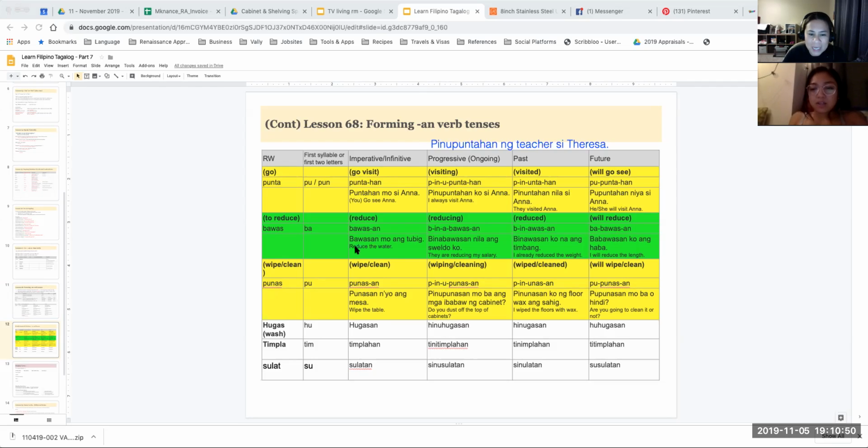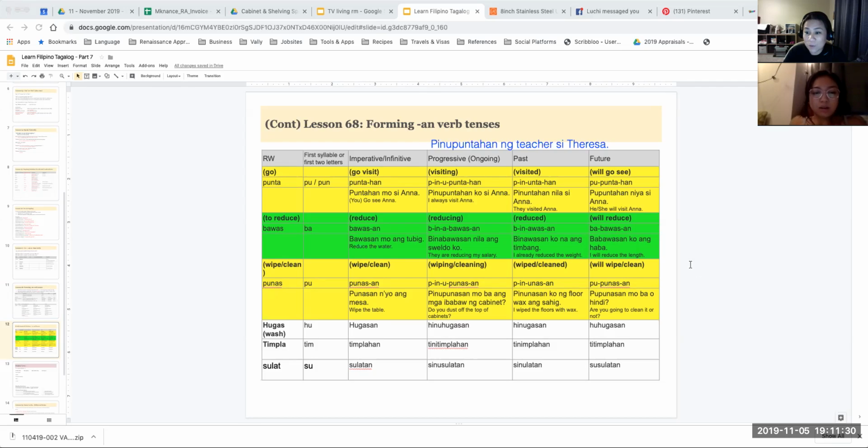Okay, so let's try the word bawas, to reduce. Let's start with bawasan and then you read the sentence. Bawas. Bawasan. Bawasan mo ang tubig. Binabawasan. Binabawasan nila ang sweldo ko. Okay. And then it's ko because I'm the sweldo ko.